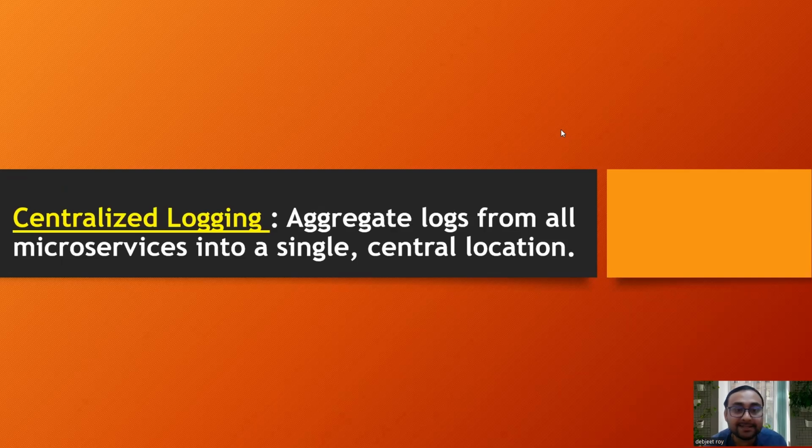Second, a centralized logging feature can be used. We can aggregate logs from all the microservices that a particular microservice is communicating with, and put them in a centralized location. From there, we can see where the actual issue is and find out the root cause. So there will be centralized logging where all the microservice logs come to one place. I hope you are getting the point.